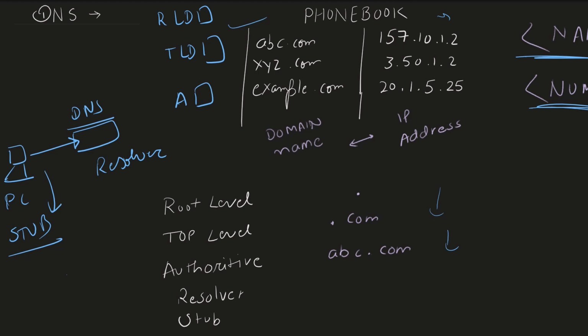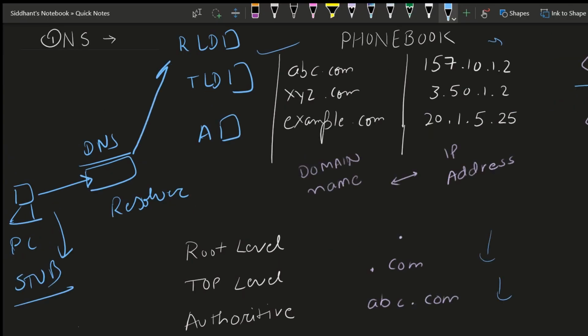This resolver queries on behalf of this PC. So the resolver will first go to the root level domain. The root level domain will return a query. Then it will go to the top level domain. Then it will go to the authoritative level domain, and then it will send back the query.